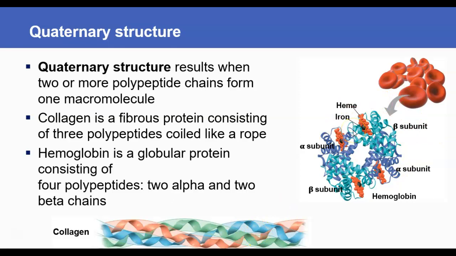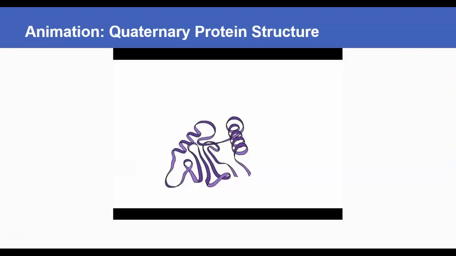Hemoglobin, that we're going to talk about in the discussions later, is a great example where you have 4 different subunits coming together. So this is 4 different polypeptides linked together to form one molecule of hemoglobin. So quaternary structure, multiple polypeptides.